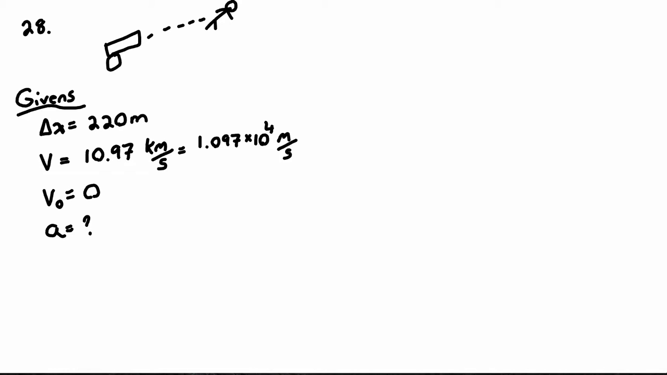Okay, so there are my givens. So let's see, if I look at these givens, there's nothing that talks about time. So I don't have time, so I'm going to think about the formula or equation that doesn't have time in it. And the kinematic equation that doesn't have time is one of the ones that we derived in class.